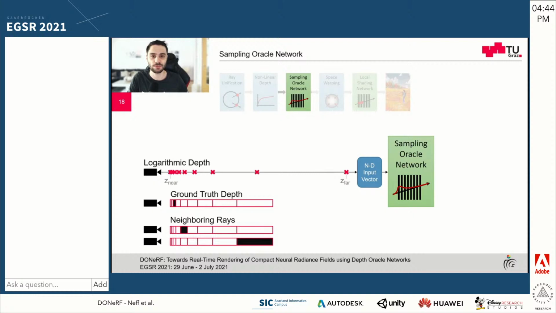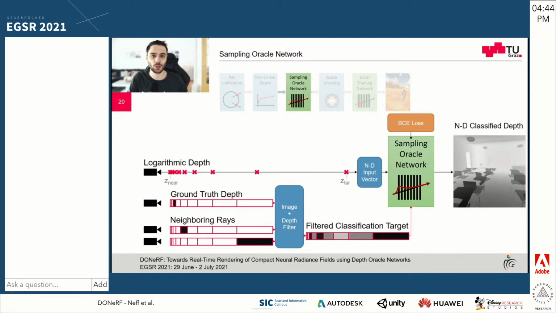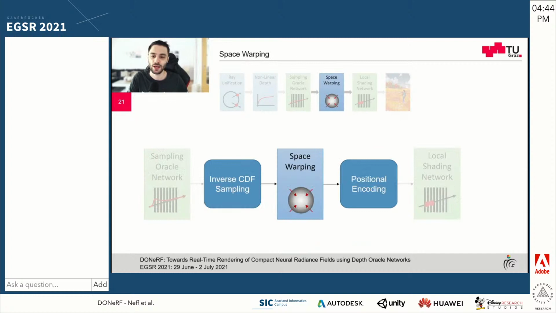From the ground truth depth of a single view ray and its neighboring rays, we filter both across image space and depth to generate a filtered classification target for our sampling oracle network. We can then train the oracle network via binary cross-entropy loss and predict an n-dimensional classified depth estimate, which we can then use to place samples for shading. Effectively, the sampling oracle network compresses visibility information for each ray into a single MLP. The output of the oracle network can then be sampled in the same way as NeRF does.